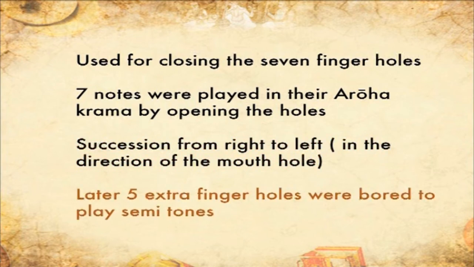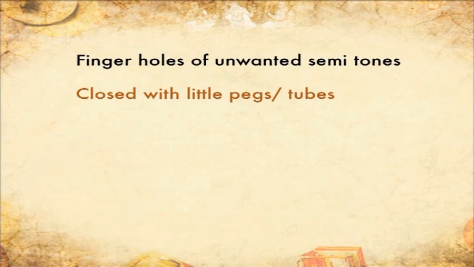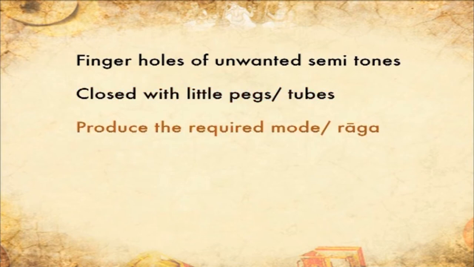At a particular stage, it was possible that five extra finger holes were bored to play semitones. The finger holes of the unwanted semitones were closed with little pegs or tubes so as to produce the required mode or raga.